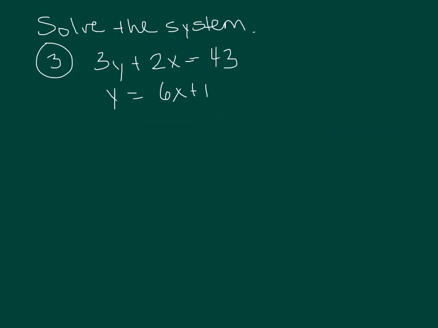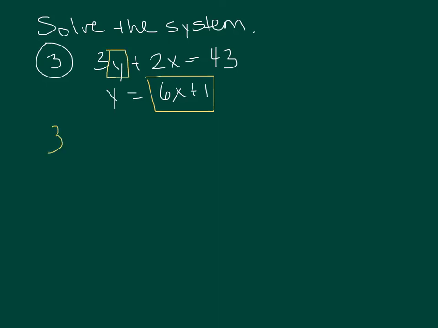Okay, one more. Alright, solve the system. 3y plus 2x equals 43 and y equals 6x plus 1. Okay, do I have a variable by itself? Yes, I do. I have y by itself. So I know that y equals the 6x plus 1. So I can replace y in the other equation. So up here where the y is, I'm going to replace it.